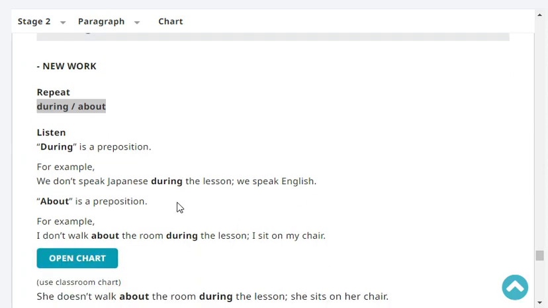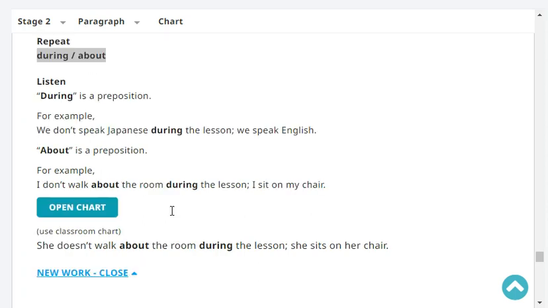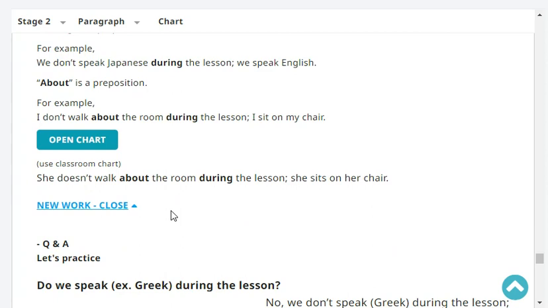For example, we don't speak Japanese during the lesson. We speak English. About is a preposition as well. For example, I don't walk about the room during the lesson. I sit on my chair. She doesn't walk about the room during the lesson. She sits on her chair.